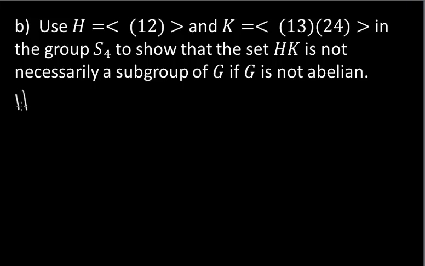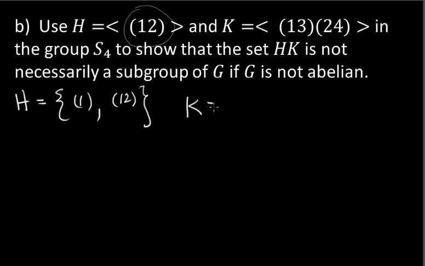So let's see, H is all powers of the cycle (1 2). It's a transposition, so when you square it, you get the identity, and H is simply the identity permutation and the permutation that sends 1 to 2 and 2 to 1 and fixes everything else.